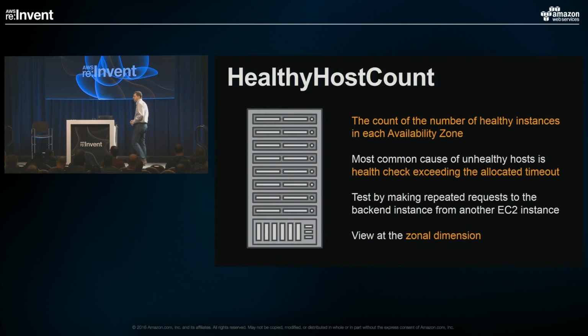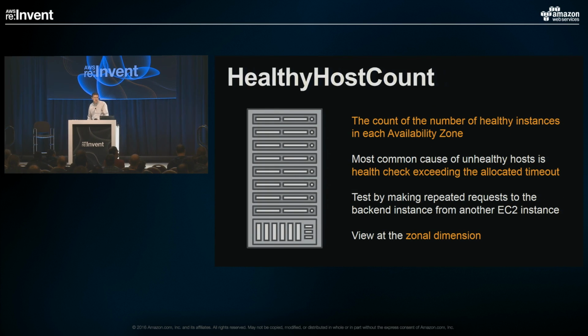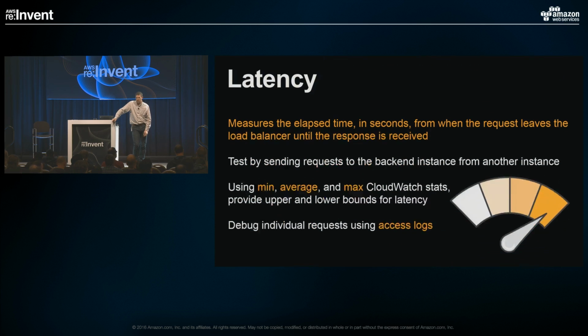So I just want to look at a couple of the metrics very briefly and give you an idea of what are they, how do they behave, what are they for. Firstly, healthy host count. It's the count of the healthy instances behind your load balancer or behind the target group. And it's important to consume that at the zonal dimension. If you see this failing, normally it's your health check failing. The most common reason for a health check failure is a timeout. Those health checks give you 1 second to respond to us. If you don't respond in 1 second, we consider you to be failed. So keep that in mind. Normally, it's a timeout.